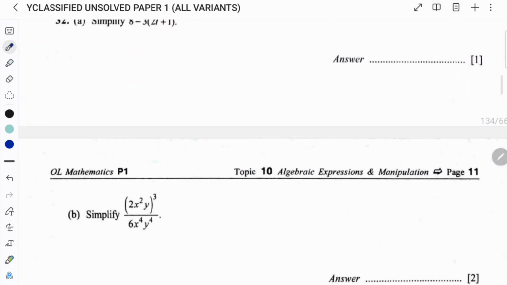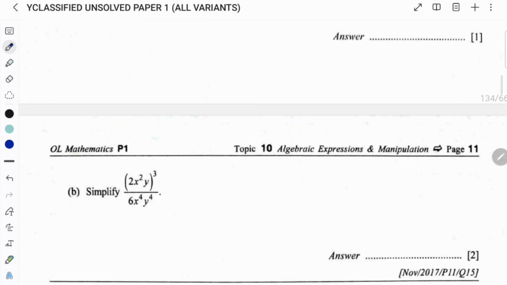Alright, taking question number 32 part B. In 32 part B, it's like 2 cube x6 y cube. You are just expanding. It means the power inside and outside will multiply. 2 times 3 is 6. Okay. Now 6x power 4 y 4.